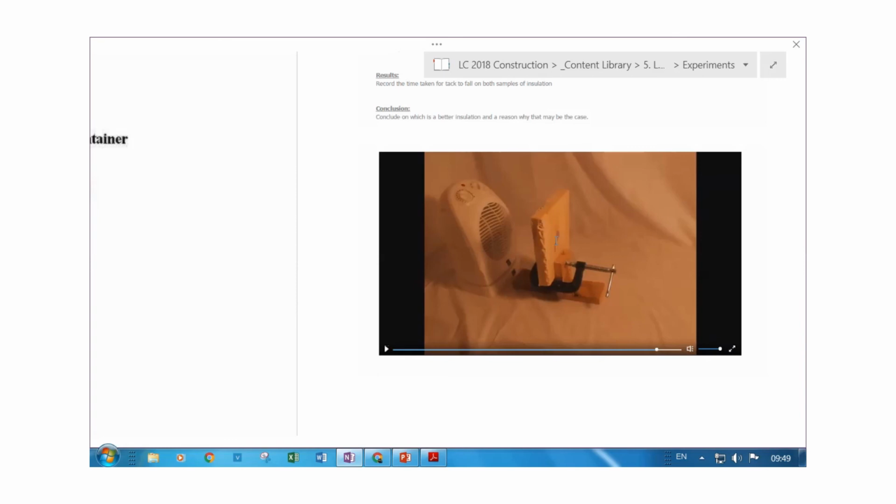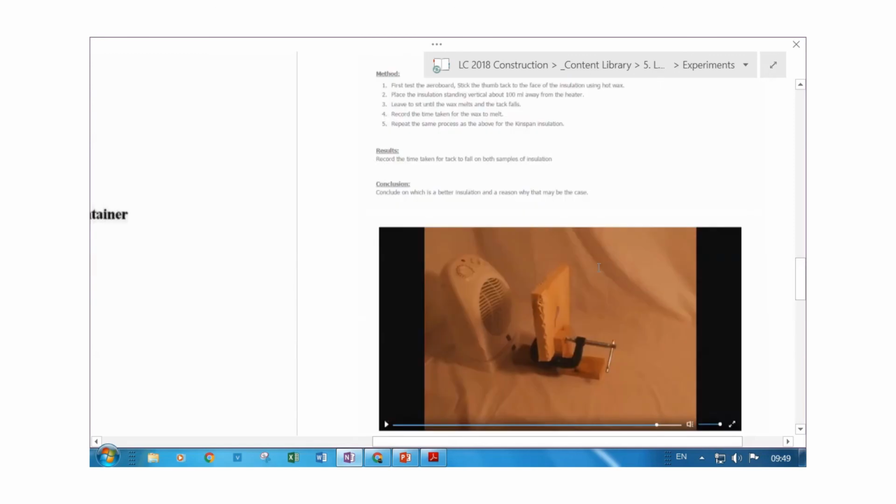You repeat this experiment three times, so you do three times with the airboard and three times with the Kingspan insulation. It's a really simple experiment to do, but it'll show which insulation is better. What the experiment is showing is that the heat will go through the insulation eventually, but how long it takes to go through. This is an experiment that we'll be setting up and doing this year.